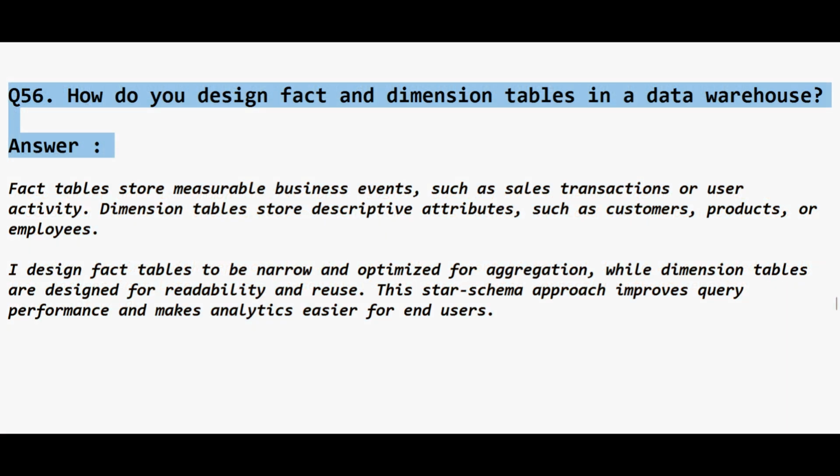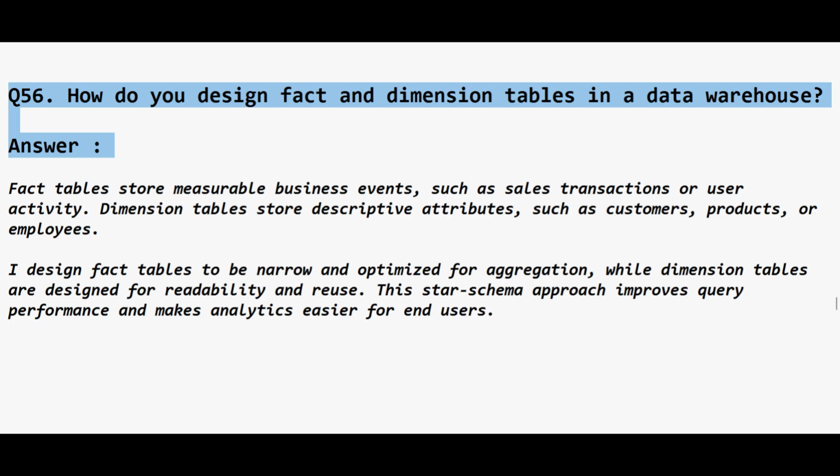Question 56. How do you design fact and dimension tables in a data warehouse? Answer. Fact tables store measurable business events, such as sales transactions or user activity. Dimension tables store descriptive attributes, such as customers, products, or employees.